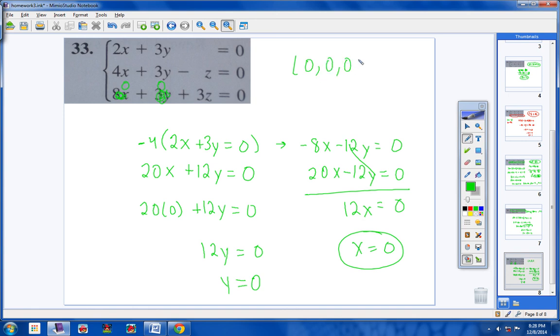Now I knew that was one of the answers. My only question is did I have infinite solutions? And thus, this answer here was only one of many answers. And that's why I had to work it out to make sure. But the answer is 0, 0, 0.